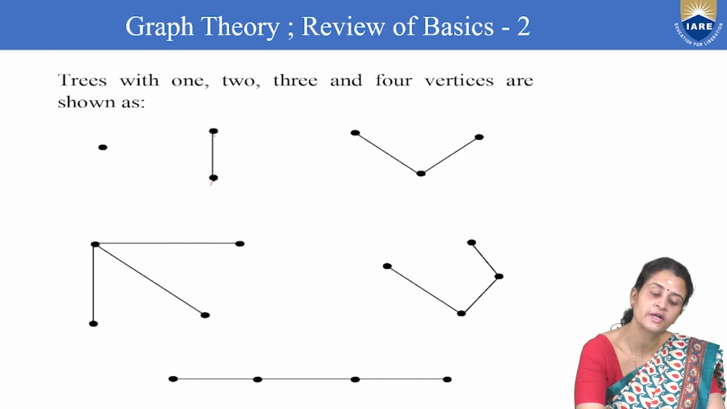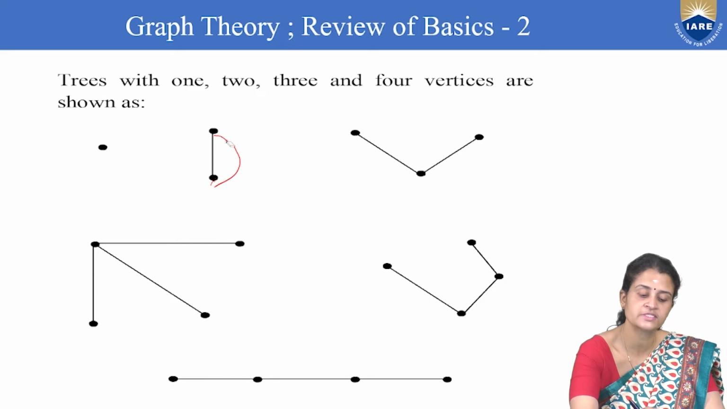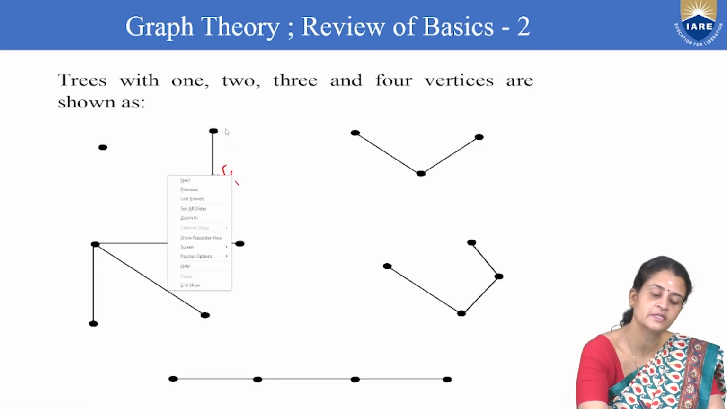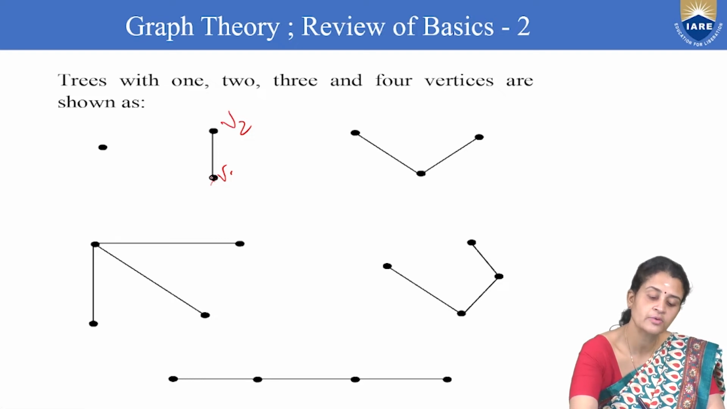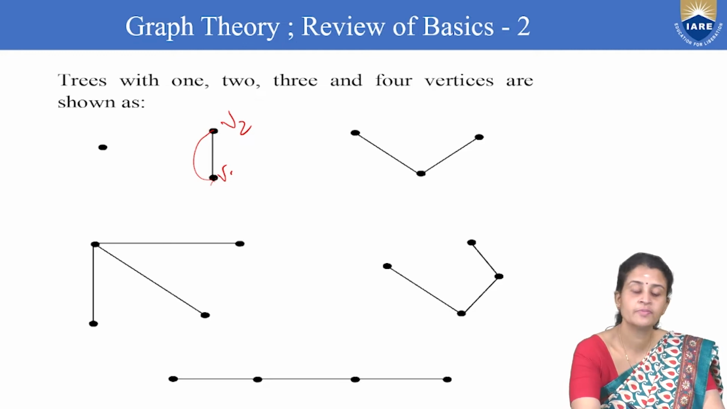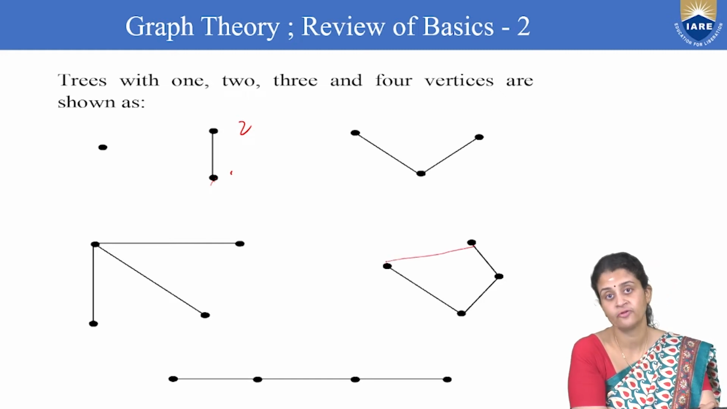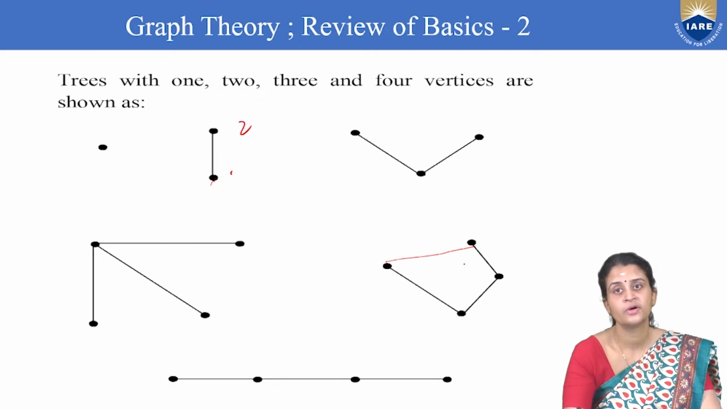If I draw one more parallel edge, will it be a tree? No, because we have a circuit connecting these two vertices. That is, if this is V1 and this is V2, and you connect one more edge between them, then it forms parallel edges, and this will make a circuit. So this is not a tree. Also, if I put one more edge here, then it is a graph with a circuit connecting these vertices, so it is not a tree. So this is a tree with 1 vertex, 2 vertices, 3 vertices and 4 vertices.